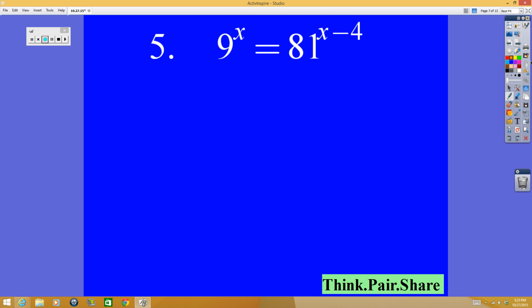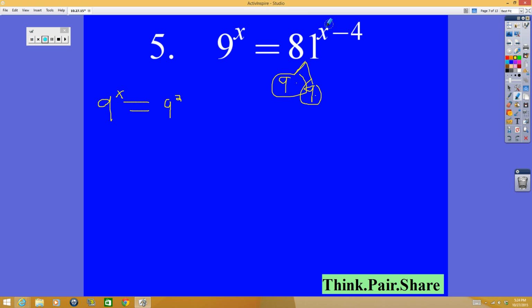Alright, number 5. Let's keep going. We've got a base of 9 on the first side, so we need to break down that bigger guy, 81. So 81 divided by 9 gives you 9. And you don't need to make those smaller because that's what you have on the first side. So let's do that. 9 to the x equals, my new base is 9, it's no longer 81. And I have 1, 2 of them. So it should be 9 to the second.